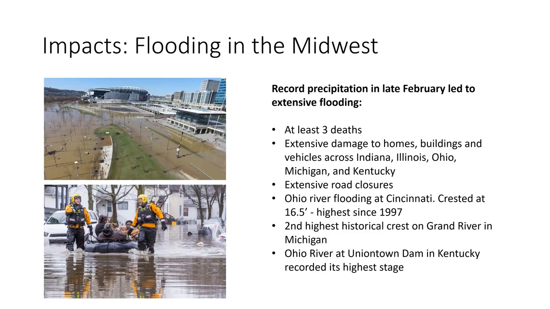Just some notes in terms of flood stages for some of the larger rivers. The Ohio River flooding at Cincinnati crested at 16.5 feet, and this is the highest recorded since the large 1997 flood. The second highest historical crest was measured on the Grand River in Michigan, and the Ohio River at Uniontown Dam in Kentucky recorded its highest ever stage. I believe its period of record is only about 10 years, but it definitely recorded its highest stage. So pretty significant flooding occurred across the Midwest. And Doug, you might be able to comment to that better than I can.